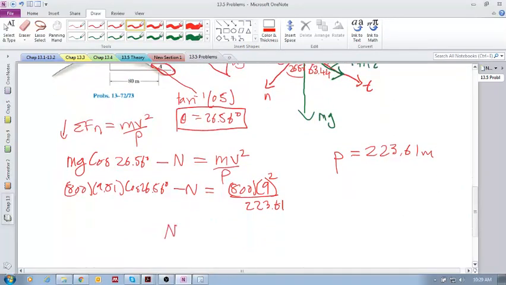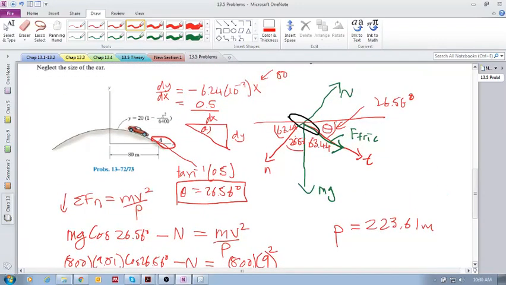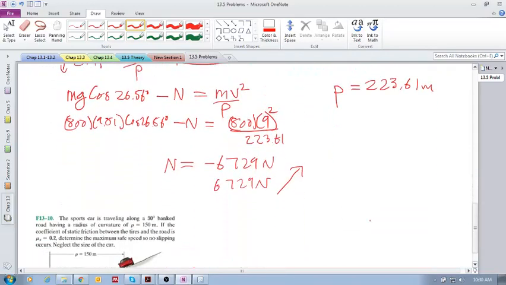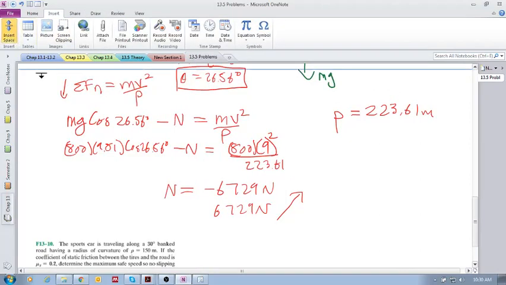Then the normal is calculated to be minus 6729 Newton. All that means is it is 6729 Newton up. So it's the normal direction: it is the negative direction, and that's the positive direction.